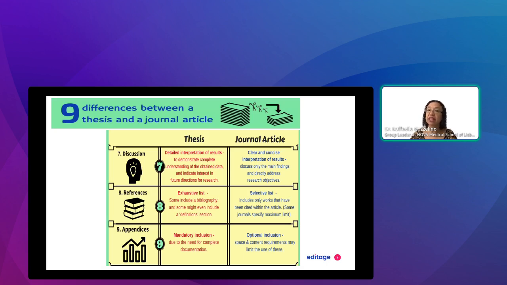So there are many journals that actually put a limit on the reference section, and therefore you really need to be very selective.